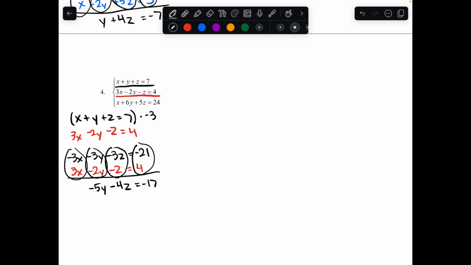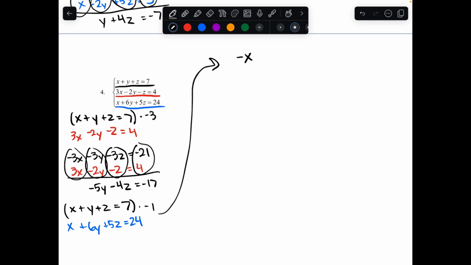Now I'm going to use the first equation to get rid of the x in the third equation, which I'm underlining in blue. So we're going to have x plus y plus z is equal to 7. And then we have x plus 6y plus 5z is equal to 24. Now I want opposite coefficients, so I'm going to multiply my top equation by negative 1. And so we're going to have negative x minus y minus z is equal to negative 7. And then we'll rewrite our equation in blue. x plus 6y plus 5z is equal to 24.